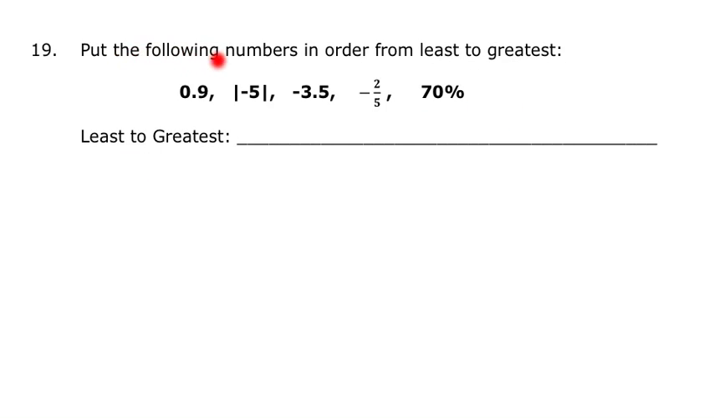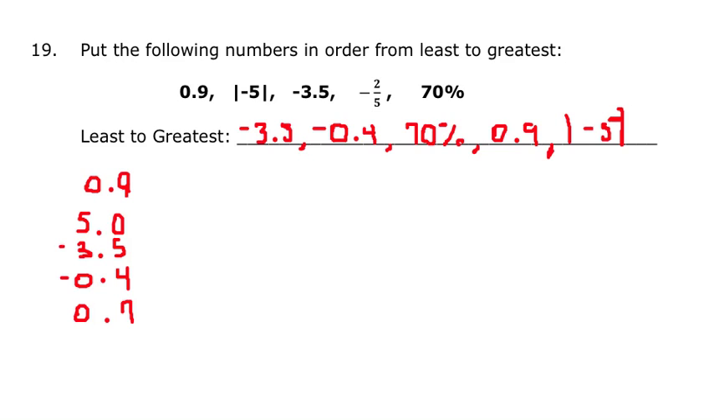Question 19. Put the following numbers in order from least to greatest. Remember, you need to make sure you convert all of these to decimals, compare them, and then you can order them. So here, if you convert them all into decimals, I've lined up the decimals, so it made it easier for me to order them from least to greatest. So the smallest number is negative 3.5. Next, negative 0.4, 70%, 9/10, and then the absolute value of negative 5, which would be 5. Again, you can keep them all as decimals, or you could keep them in the original format. Either way is fine. I would still count it correct.